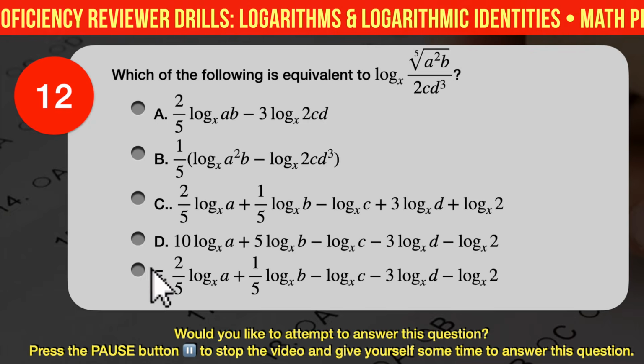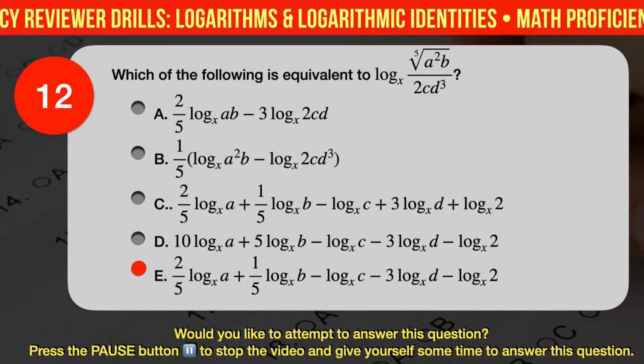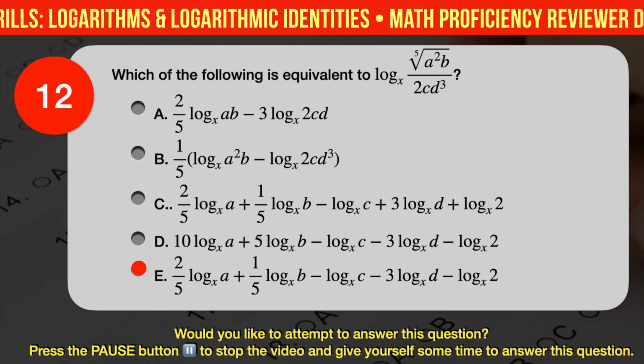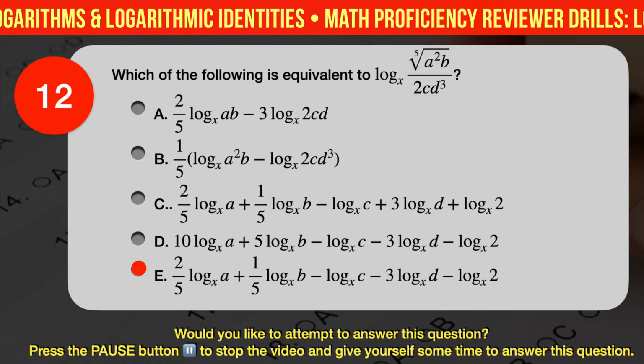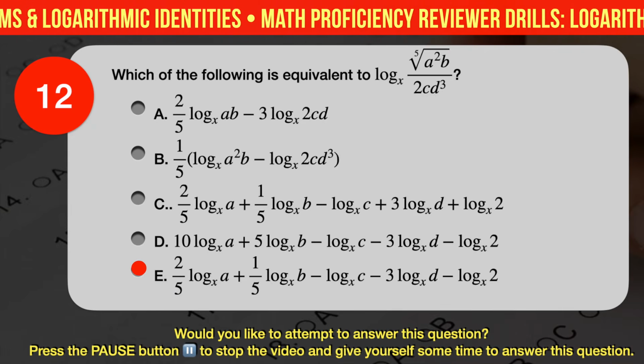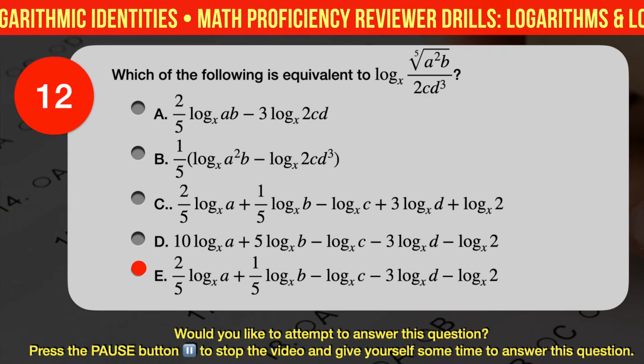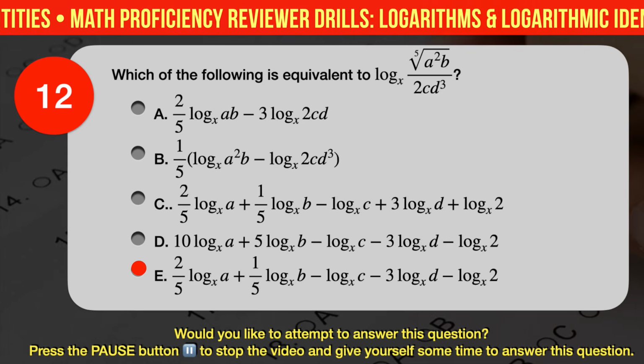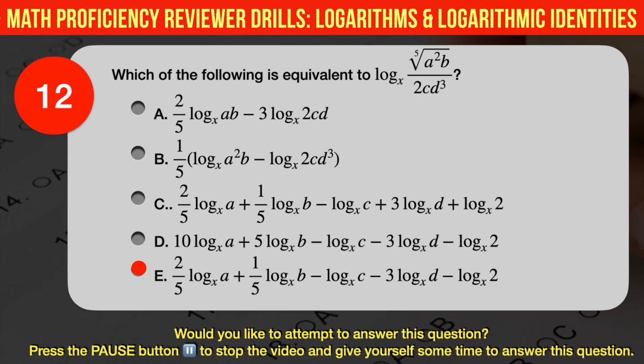The correct answer is E. 2/5 times the logarithm base x of a, plus 1/5 times the logarithm base x of b, minus the logarithm base x of c, minus 3 times the logarithm base x of d, minus the logarithm base x of 2. Does this logarithm problem appear intimidating? Quite, right?